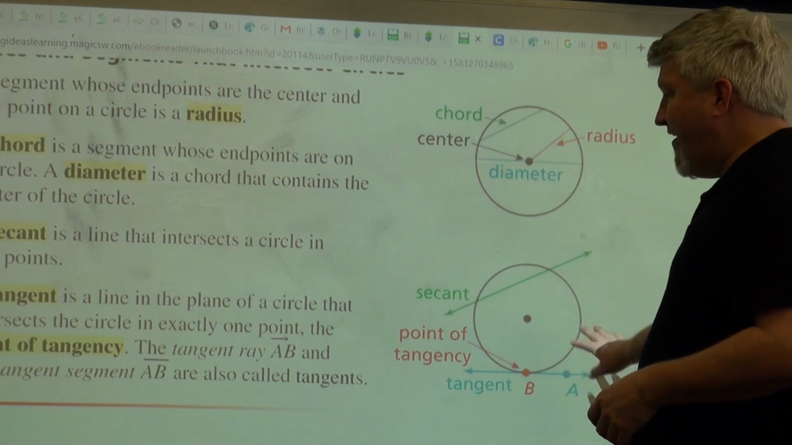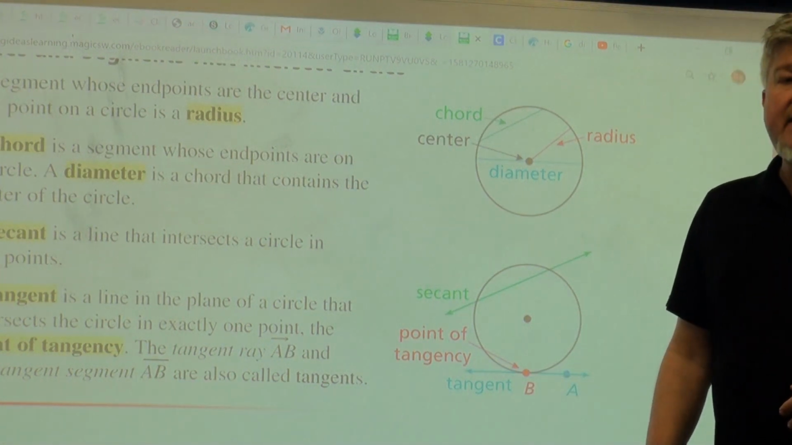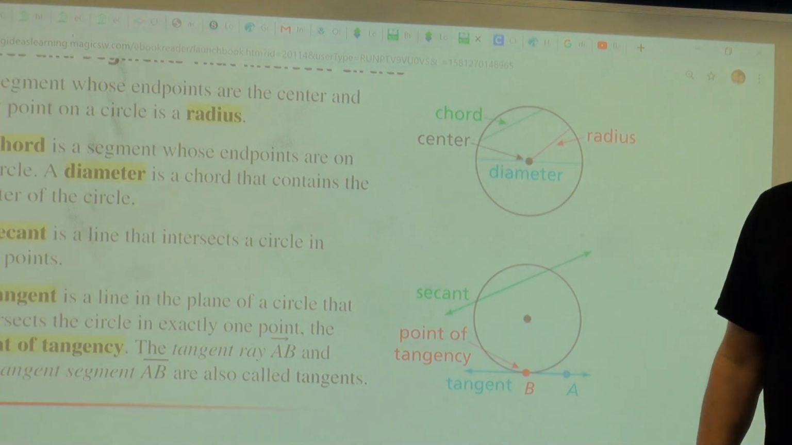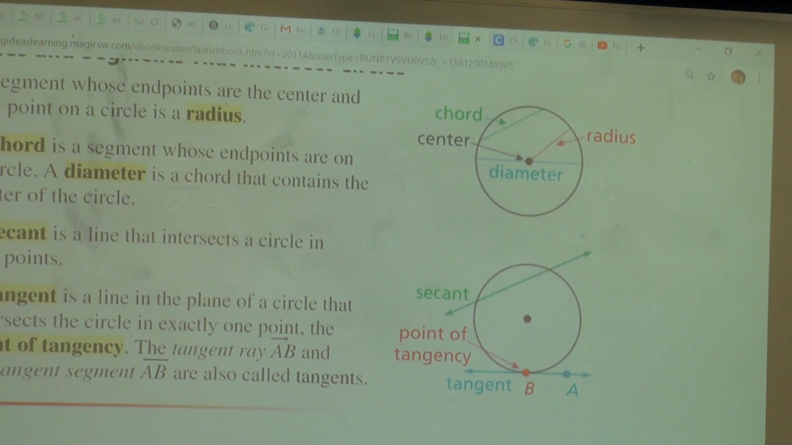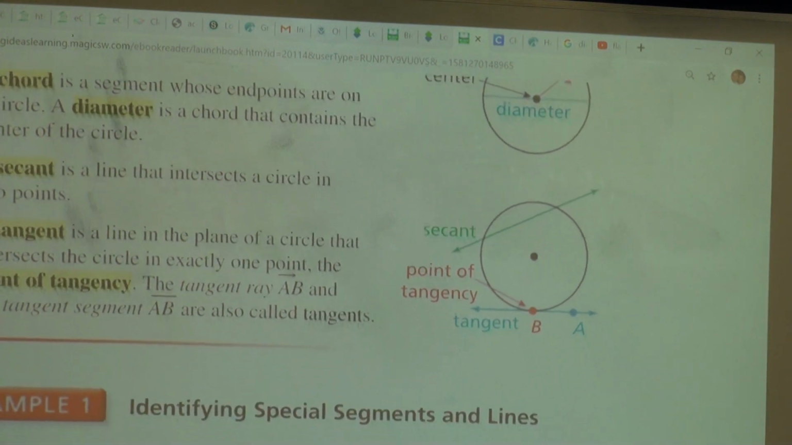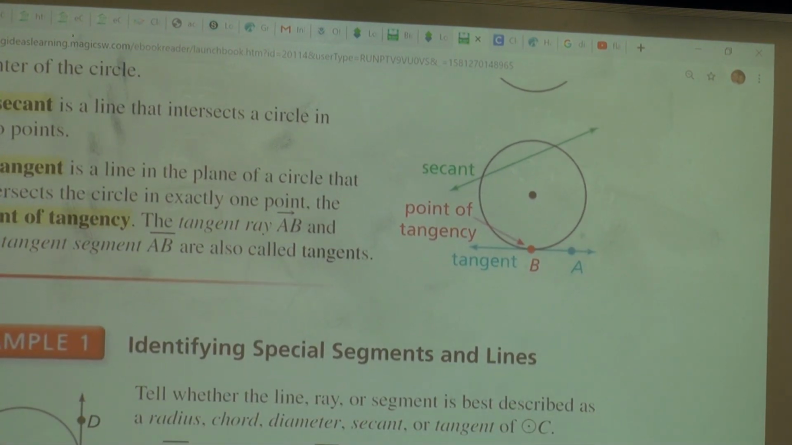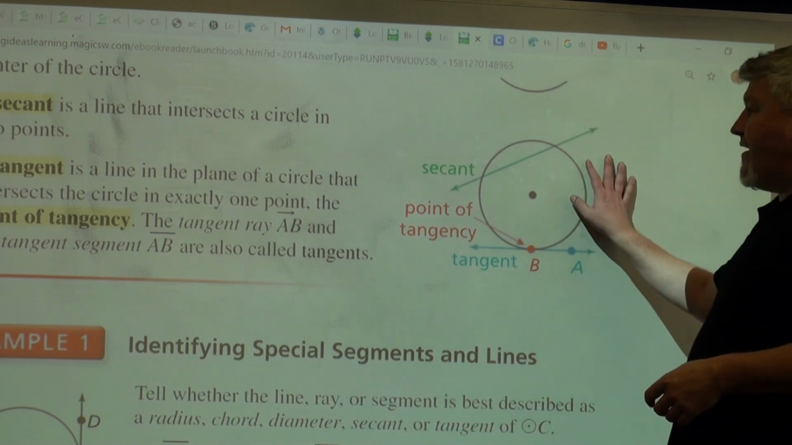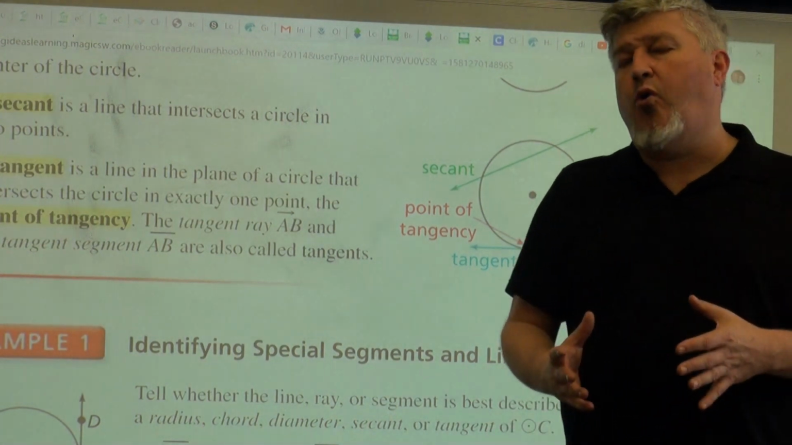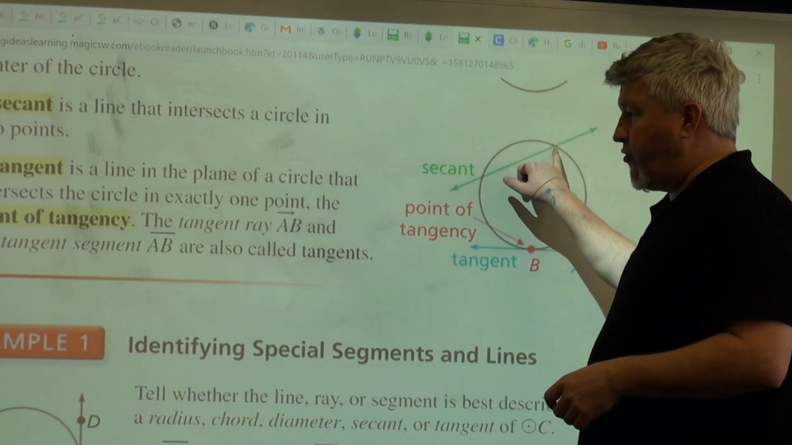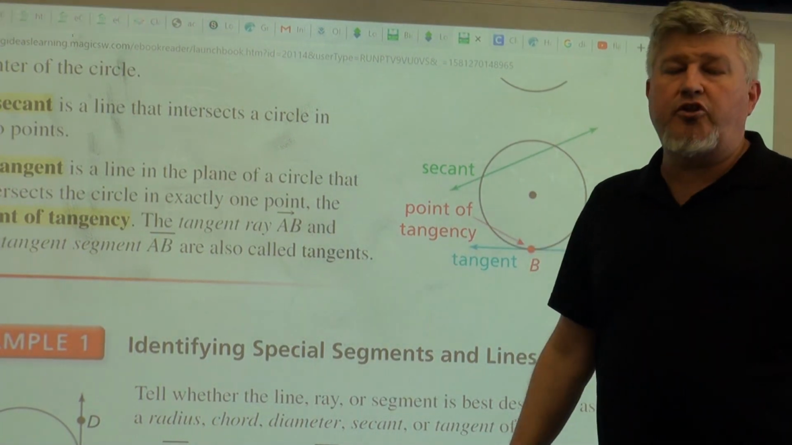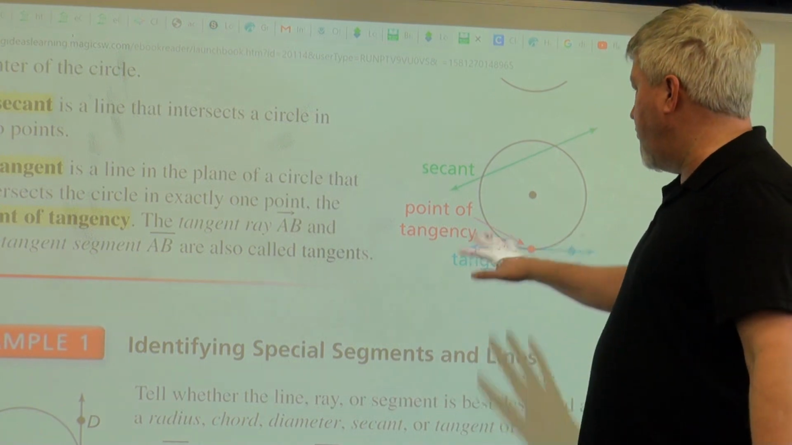Your next term, a secant. S-E-C-A-N-T, secant. There's a fun word. You probably don't know that word, and that's fine. A secant is a line that intersects the circle in 2 points. Okay? It is different than a chord because a chord is a segment with 2 ends on either side of the circle. The secant is a line that cuts all the way through the circle, through any 2 points.